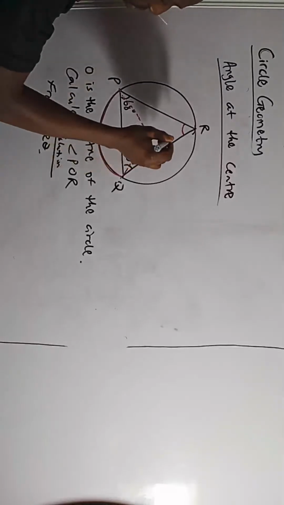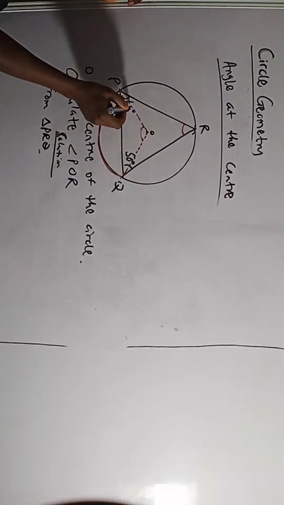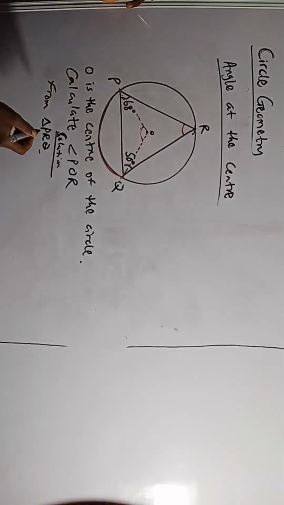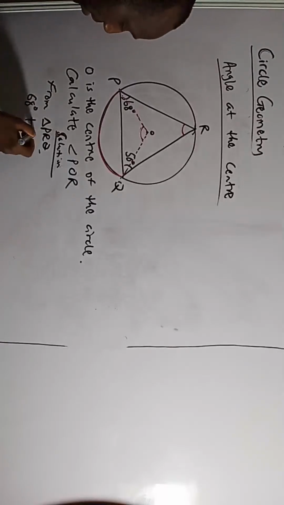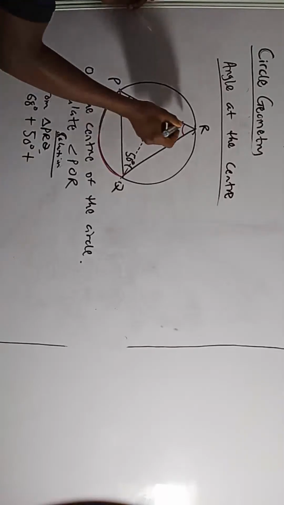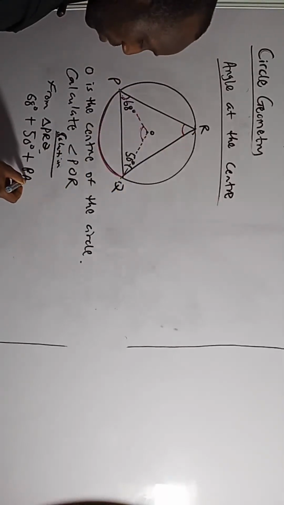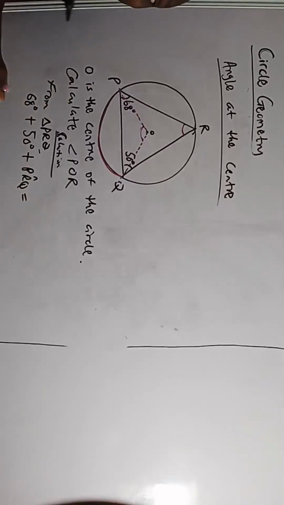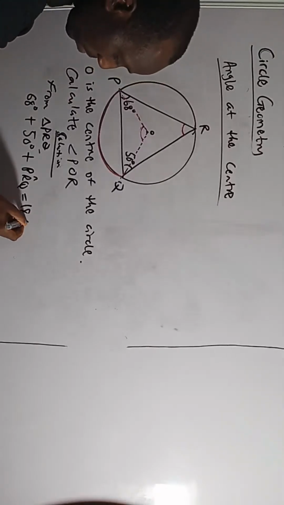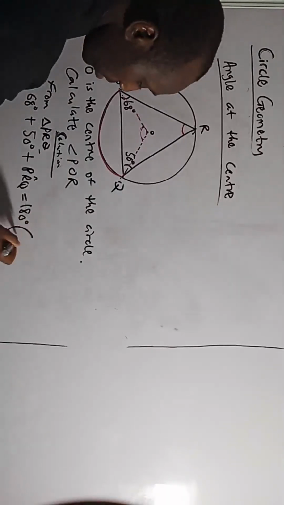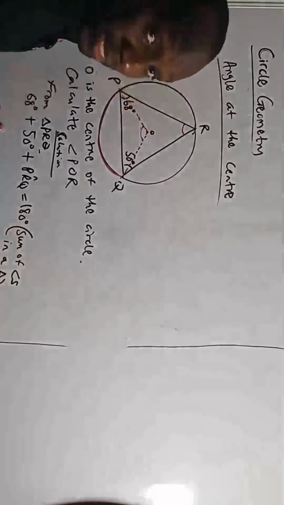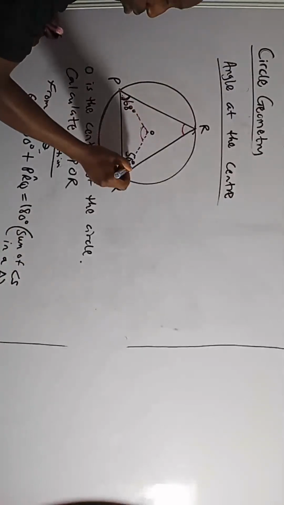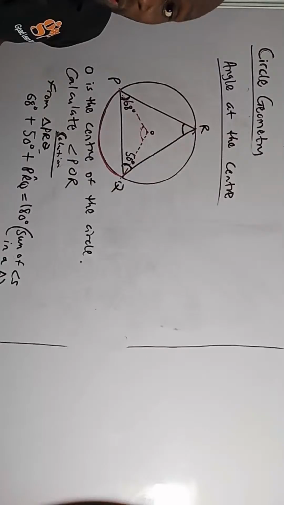180 degrees. So it means that when you add, look at this is 68 degrees, this is 50 degrees. When you add 68 degrees to 50 degrees, then to this one, angle PRQ, then they all add up to 180 degrees. And what's the reason for that? Sum of angles in a triangle. Yes, when you add this angle here to this one here, they all add up to 180 degrees.